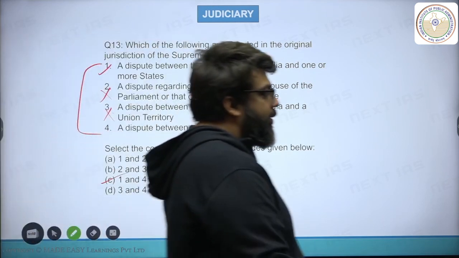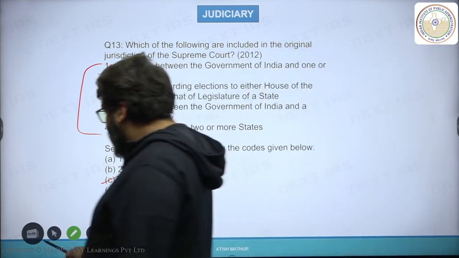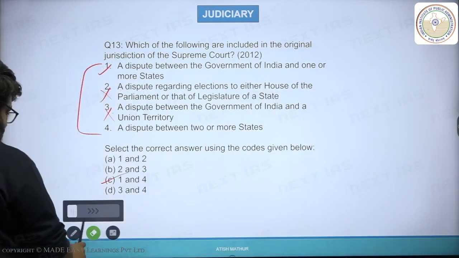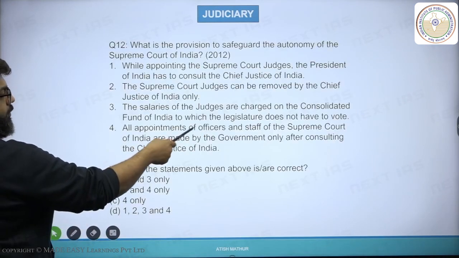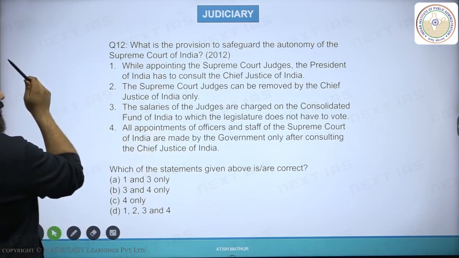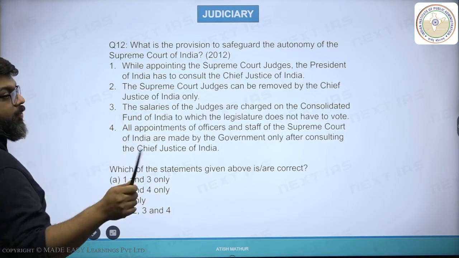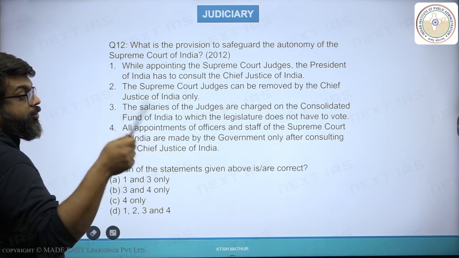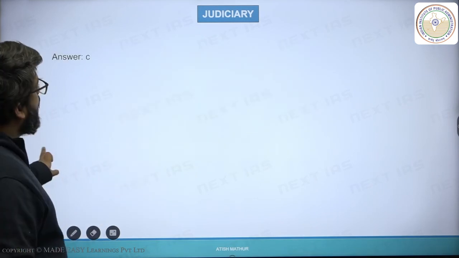5 second rule, 5 seconds. How is option C correct? The salaries are charged, for which the legislature does not have to vote. Of course, because in the budget you have charged expenditure and you have demand for grants. Only demand for grants is voted. Charged expenditure is approved because you cannot reduce it to the disadvantage. We have already done this. All right.